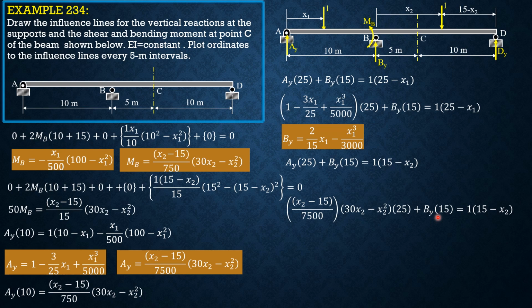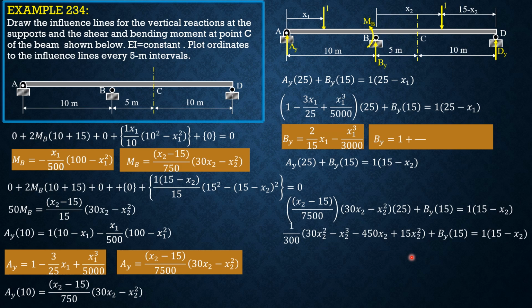Simplifying, combining like terms, solving for BY. So 25 over 75 is 1 over 300. Then we have 30 x2 square minus x2 cube minus 450 x2 plus 15 x2 square. We expand this part. Plus 15 BY equals 1 times 15 minus x2.